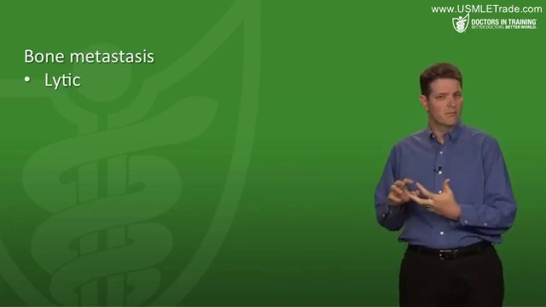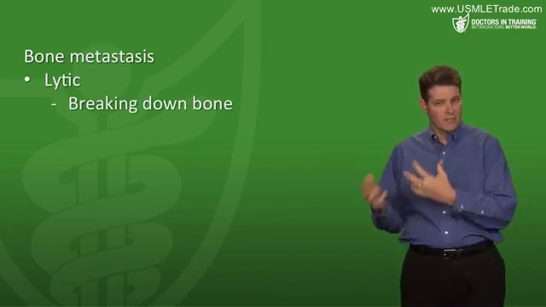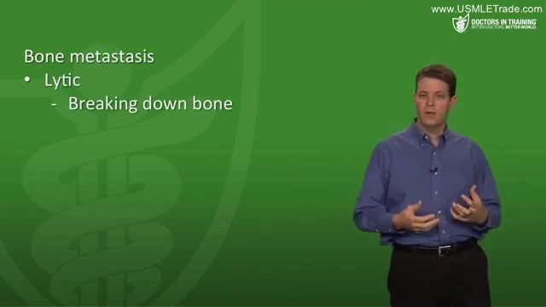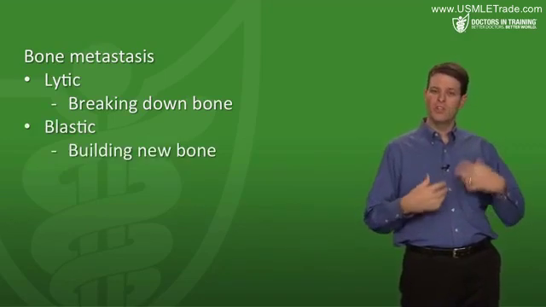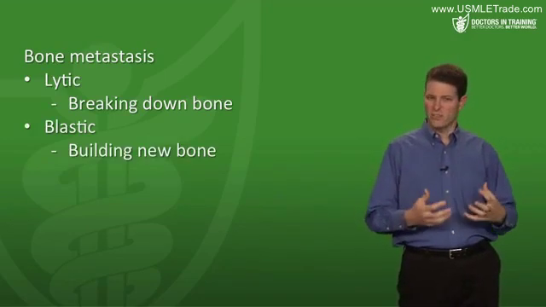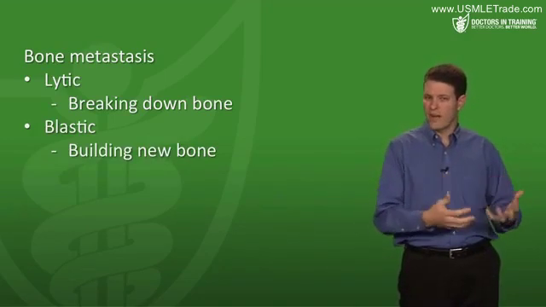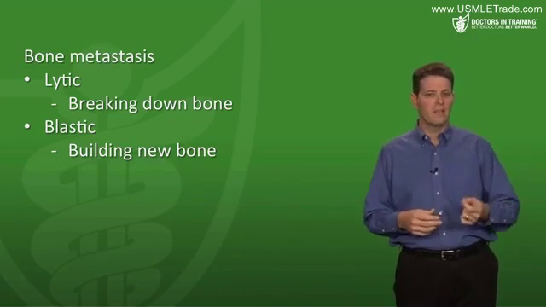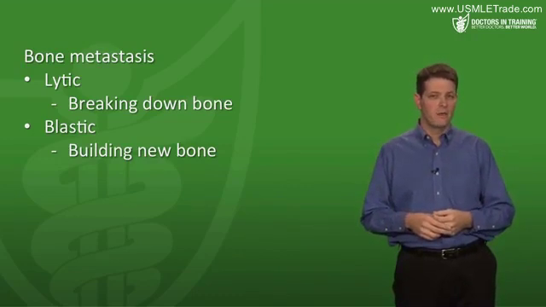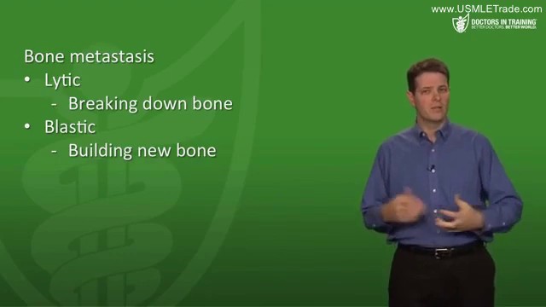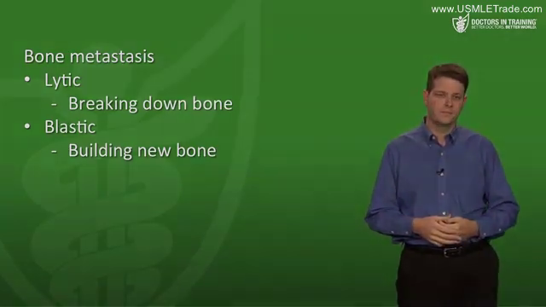And then don't forget that some bone mets are lytic, meaning they're breaking down the bone locally, like lung cancer does. Some bone mets are blastic, which means they're building new bone, but it's not healthy, strong bone, it's disordered, weak bone, and it fractures fairly easily. Remember, prostate cancer mets are blastic lesions. And then breast cancer mets to the bone can be either lytic or blastic.